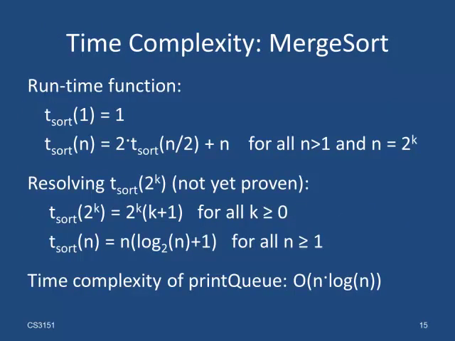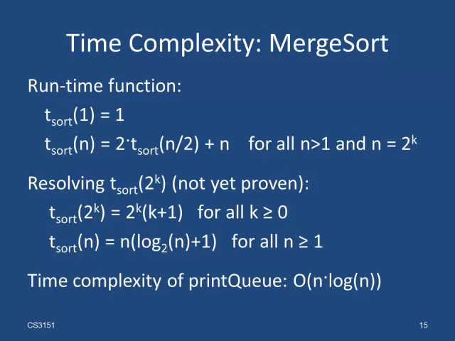We can determine now the complexity of merge sort. We started out with a recurrence relation for the runtime function. Then we made an educated guess to determine a non-recursive form of the runtime function. Since we were a little bit sloppy, our runtime function can only be applied if the input size is a power of 2. In that case, the non-recursive form seems to be tsort of 2 to the k equal to 2 to the k times k plus 1 for all k greater than 0.